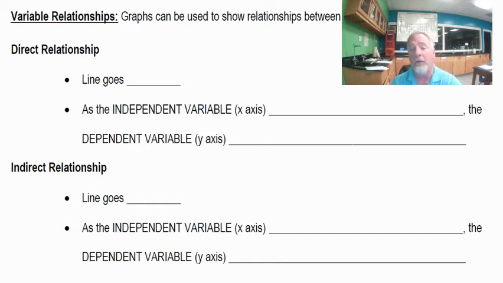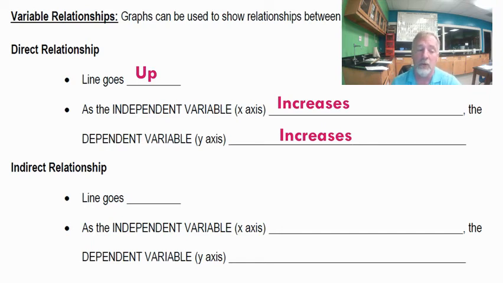When we look at a graph, there's one thing we can answer right away. Is it a direct relationship or an indirect relationship? If it's a direct relationship, our slope's up. As you move from left to right, our line will be going up. As the independent variable increases, the dependent variable, our y-axis, also increases, so our line goes up.